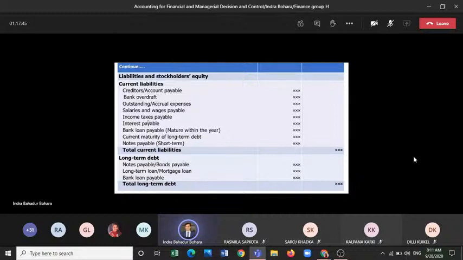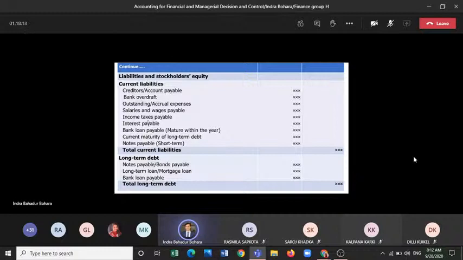Under liabilities and equity, we are following the liquidity basis. What I mean is, from short term to long term. If we say short term to long term, we should start from the current liabilities. Under the assets heading: current assets, investment, PPE, intangibles. Similarly, under liabilities: current liabilities, short-term liability, long-term liability, and equity. So first we have finished the asset side.